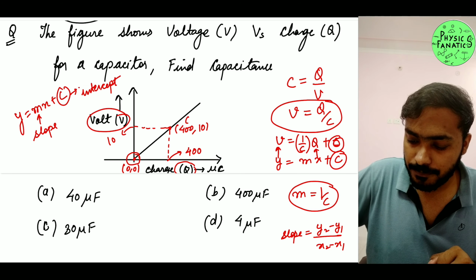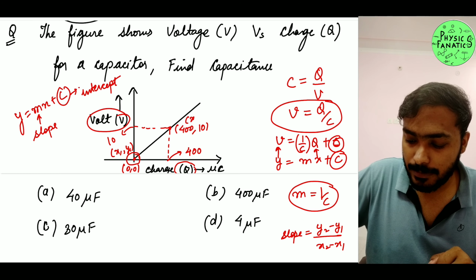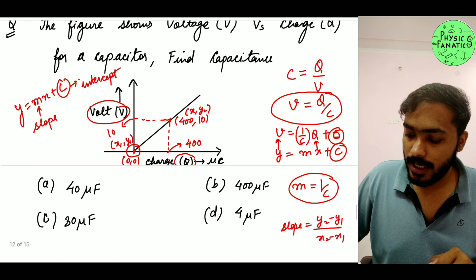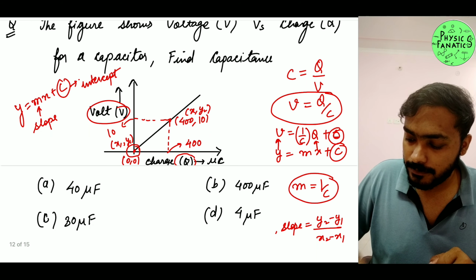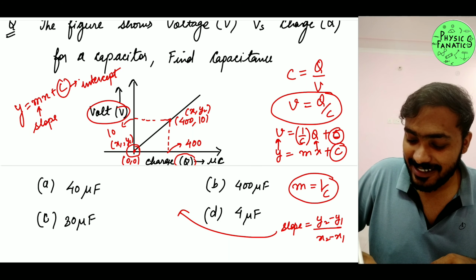So I can write it here. This 0, 0 is my x1, y1, and 400, 10, I'll write it as my x2, y2. I hope that is understandable, right? Okay, so what I'm going to do here, I'll just solve it here. Wherever I get space, I'll just solve it there, right?